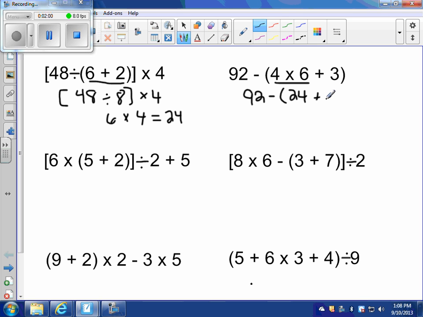So here I have 24 plus 3. I have to solve what's inside the parentheses first. So I'm going to go ahead and bring this down. 24 plus 3 gives me 27. And when I subtract 27 from 92, I get an answer of 65. Pause the video and try this next one on your own.